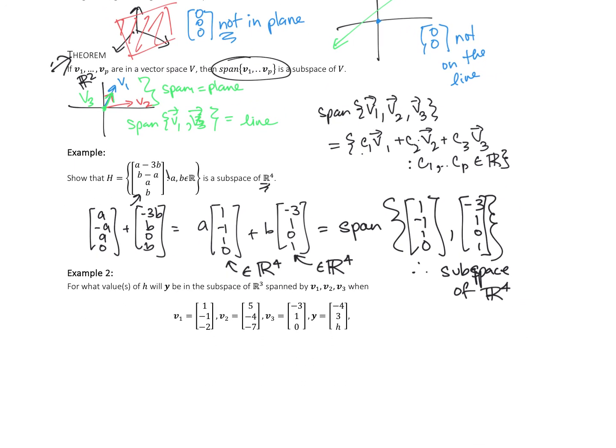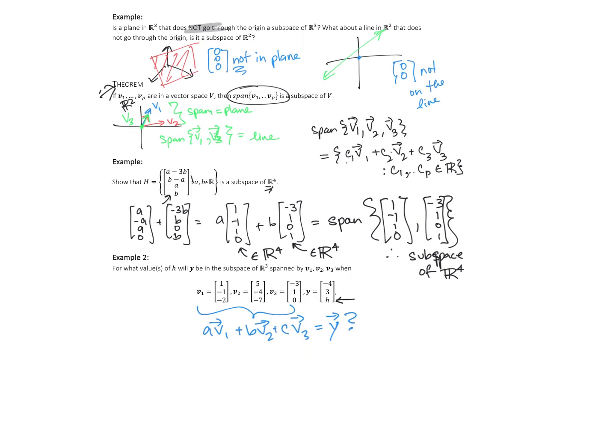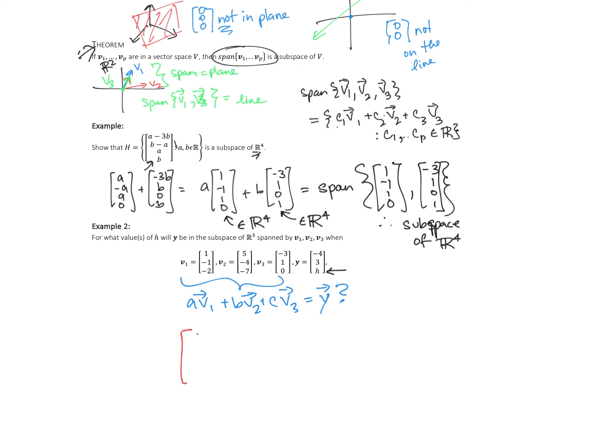Last one, we're going to try and find the value for H here that would make this a subspace of R3. So in order to do that, I need to see, can I make a linear combination of these that equals Y? In other words, is there some A V1, B V2, C V3 that's going to equal Y? And in order to do that, we set up our augmented matrix. So 1, negative 2, 5, negative 4, negative 7, negative 3, 1, 0, and negative 4, 3, H. So the H is important here.